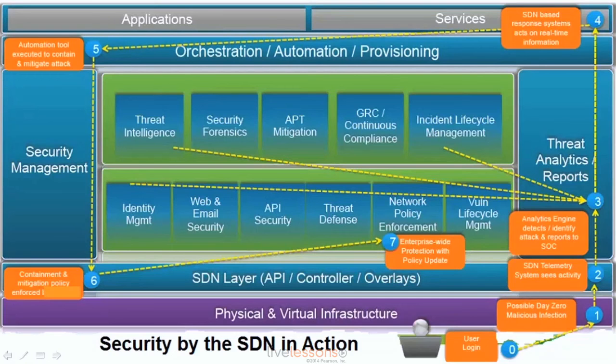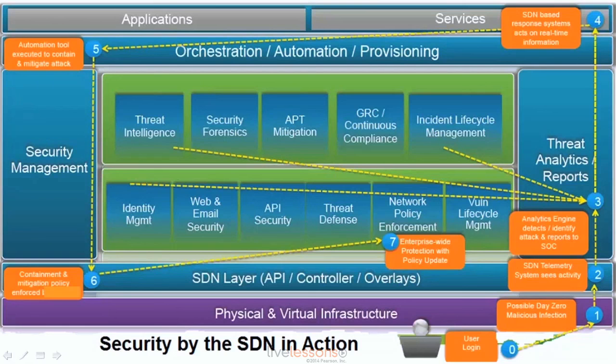So having a look at step 0, we have our user accessing the network. So that's accessing the network through this particular agent. Now the user could possibly be launching a day 0 type attack, so there will be a malicious infection coming into the network. The SDN layer will see the user's activity and it will have the flow captured. This information then gets passed to the analytics engine, which will detect and identify any attack and report this information to the Security Operations Center.